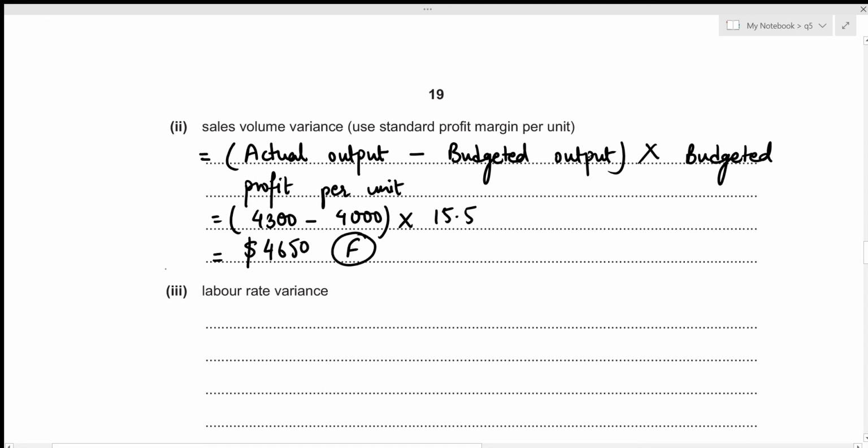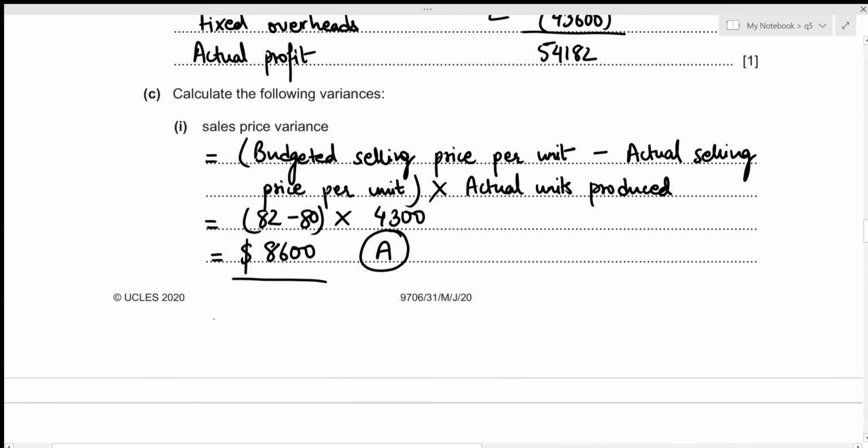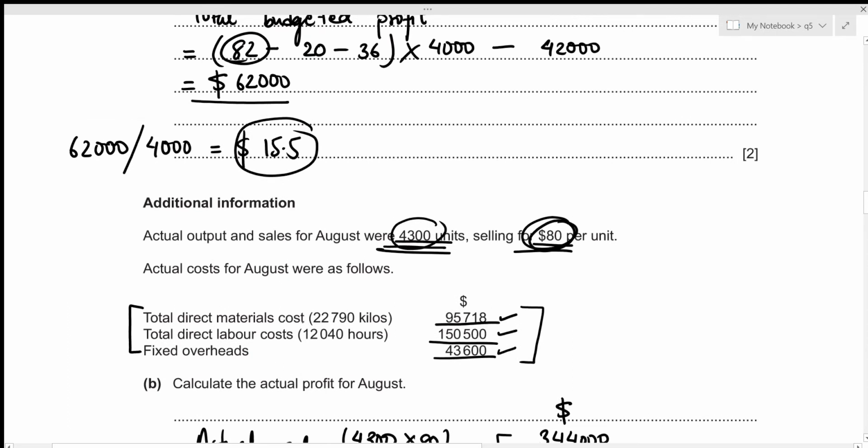All right. Then we have our labor rate variance. So for labor rate variance, we just need to figure out the difference between the per unit labor rate for the budgeted as well as the actual. So let's figure out which was the greater one. So we're talking about labor, right?